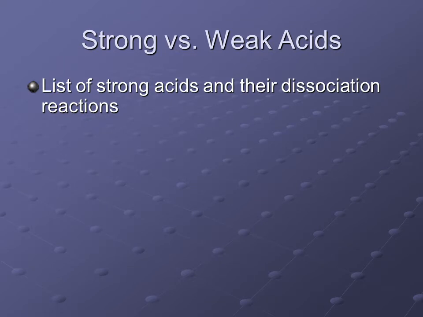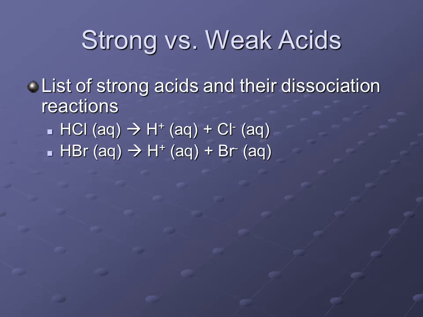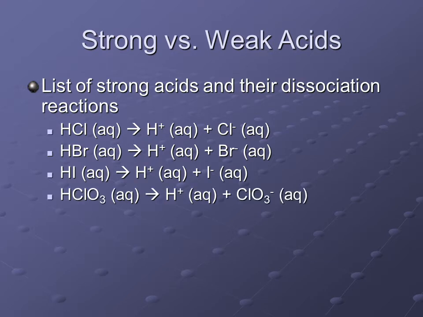Okay, so how do you know which acids are strong and which acids are weak? Well, there's a list of strong acids and their dissociation reactions. All right, you've got hydrochloric acid. That dissociates into H plus and Cl minus. Hydrobromic acid. That dissociates into H plus and Br minus. Hydroiodic acid. That breaks up into H plus and I minus.